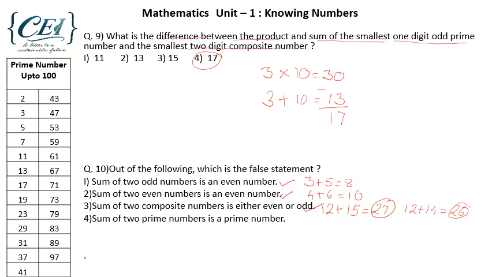Sum of two prime numbers is a prime number. This is wrong. All the prime numbers, except 2, are odd. So two prime numbers means two odd numbers, and the addition of two odd numbers is even. So this is the wrong statement, the false statement. So this is the right answer. Correct? Next.